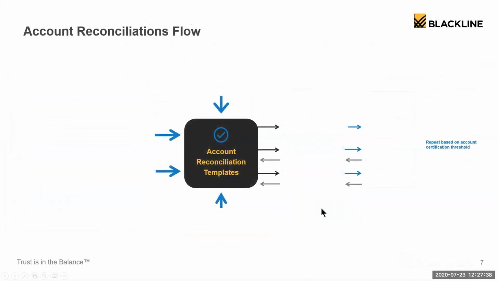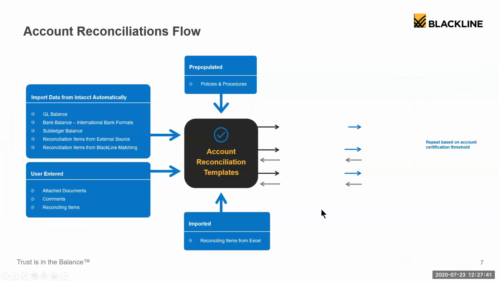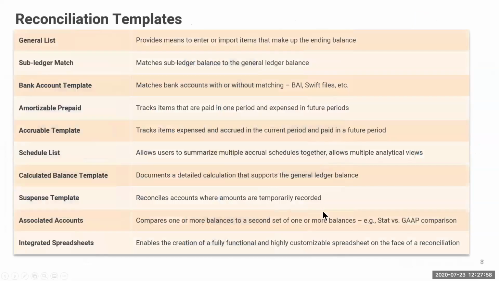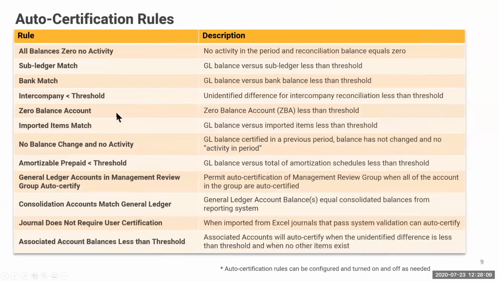I just quickly want to show you how the data flows into Blackline. We can import data automatically from Intacct. Pre-populated policies and procedures, user entered data can come. If it meets auto certification criteria, your account is automatically system certified. And if it doesn't, the user can certify it. These are some examples of the templates, and we used the amortizable prepaid template just now when I was doing the demonstration. These are the list of auto certification rules.